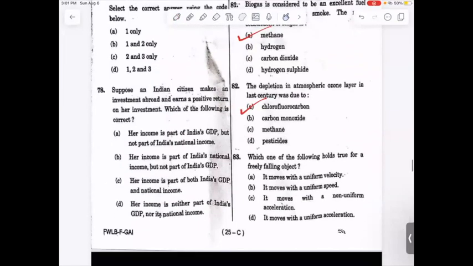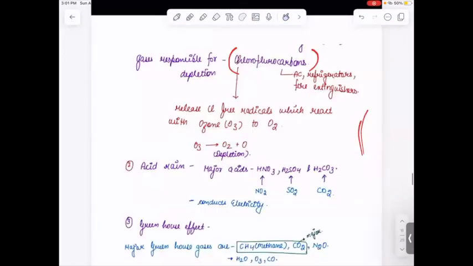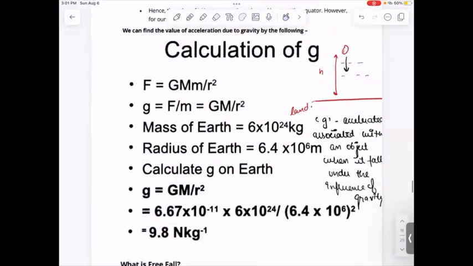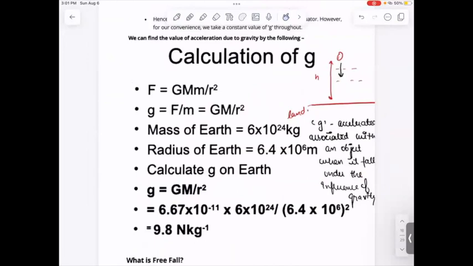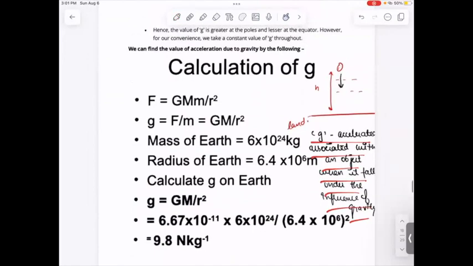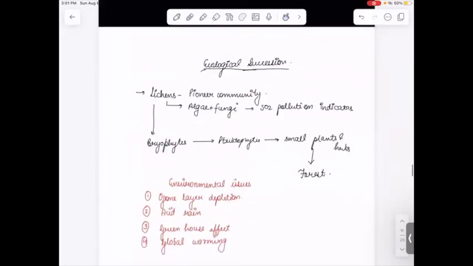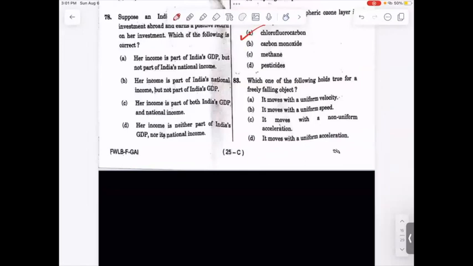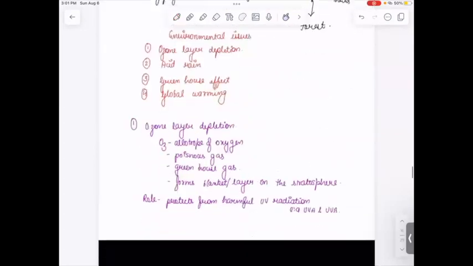Next question, which of the following holds true for a freely falling object? So see, when an object falls under the influence of gravity, g is the acceleration associated with it. So here it is written. So correct option is option D, that every object will move under uniform acceleration, and the value of that acceleration is small g, acceleration due to gravity.